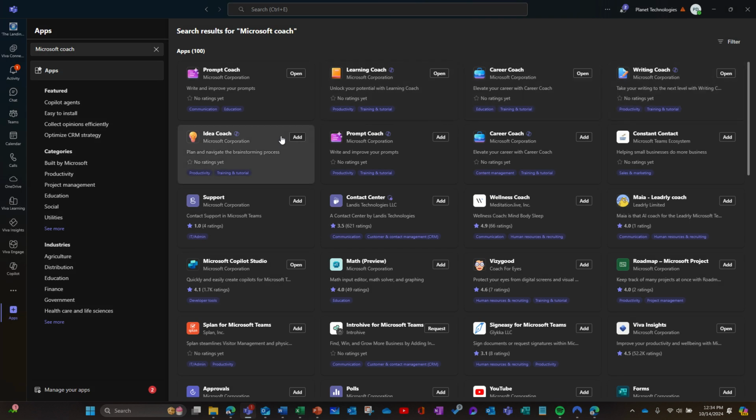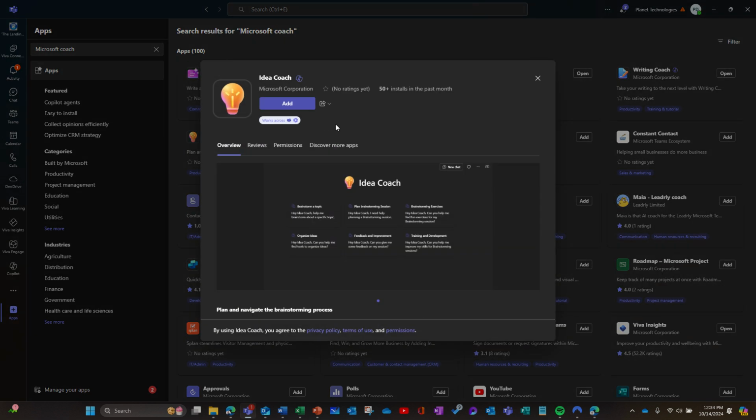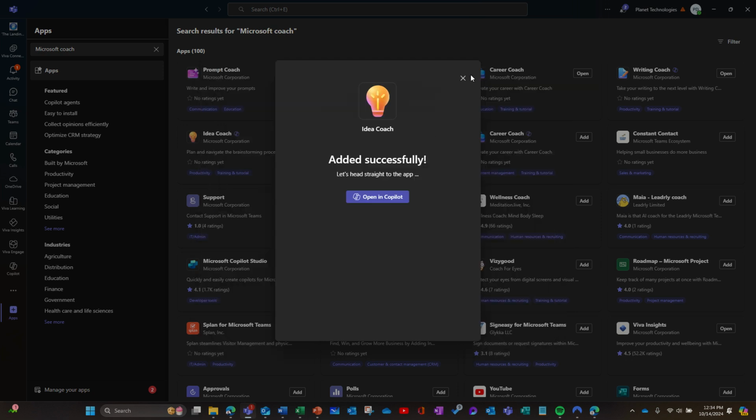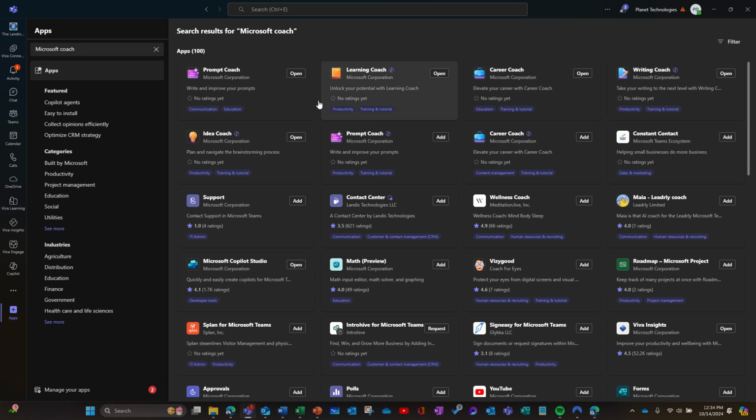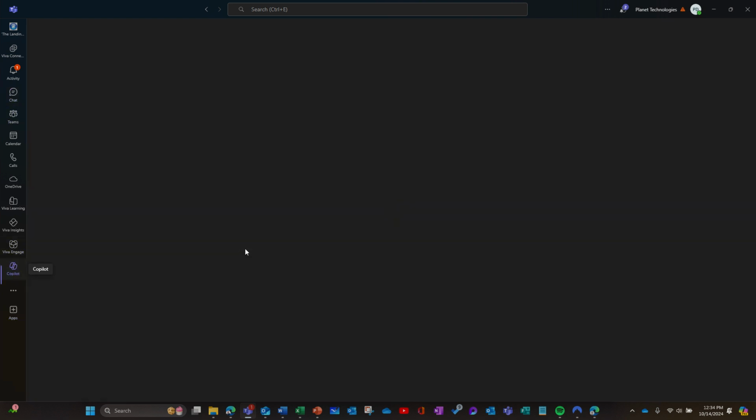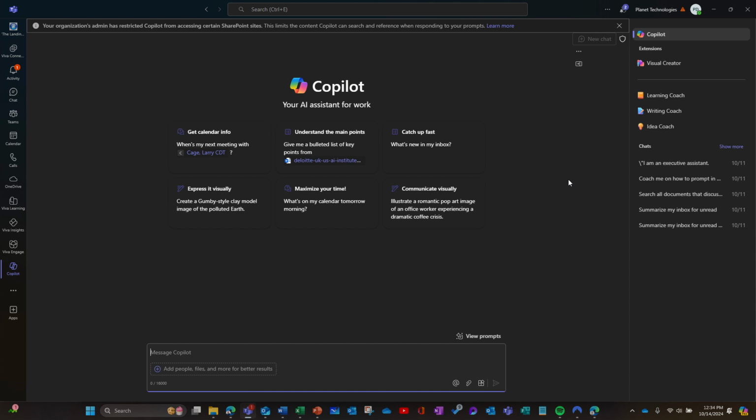I already added this one, the ID coach. Okay, I think I got them all. So it told me to look in Copilot. So I'm going to go in Copilot, and now I have all my coaches here. Apparently one is missing, the career coach, but let's try.